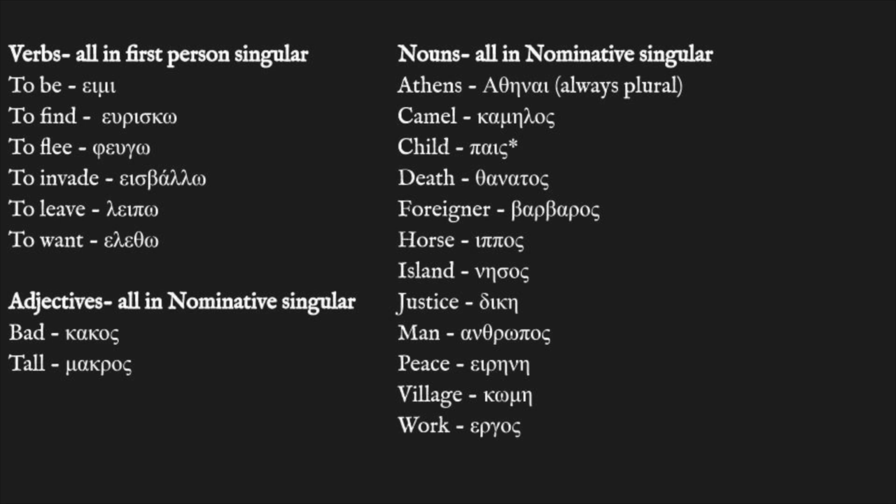Also, you may notice there's an asterisk next to the word for child, which is pais, and that is because it is a declension that we haven't learned yet, so we will only be using the nominative singular form of it, which is pais. Additionally, I know we haven't really talked about adjectives, but for now, you can just treat them as if they are nouns.